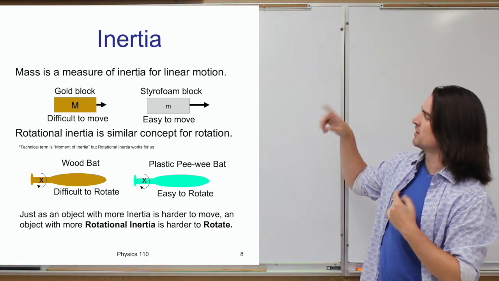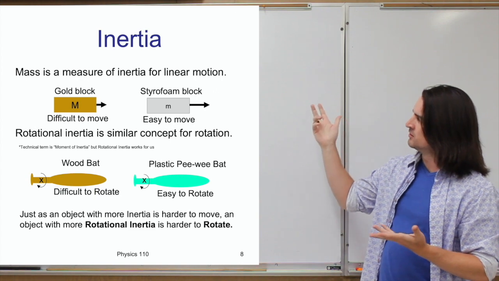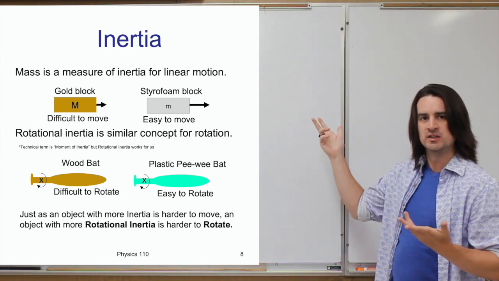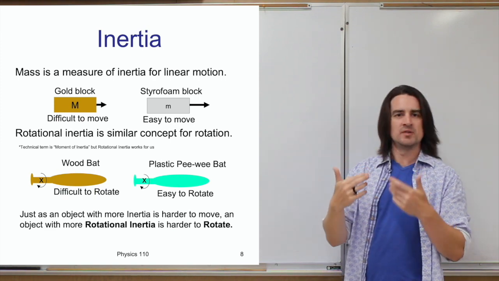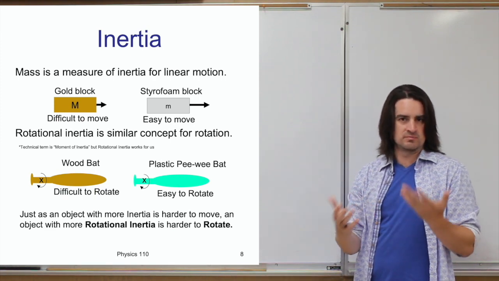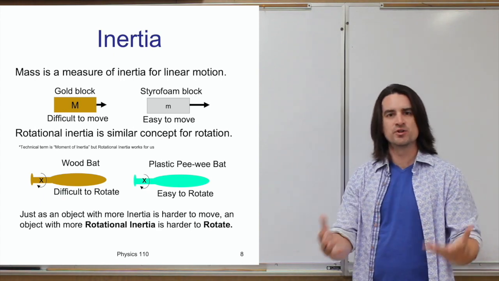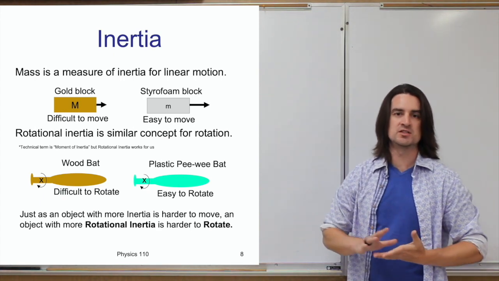So just an example, if you have a gold brick, it's much more massive than, say, a block of styrofoam, right? And so remember that the inertia of an object is just proportional to its mass, essentially. So the more massive an object is, the more inertia it has, the more difficult it's going to be to get it moving.